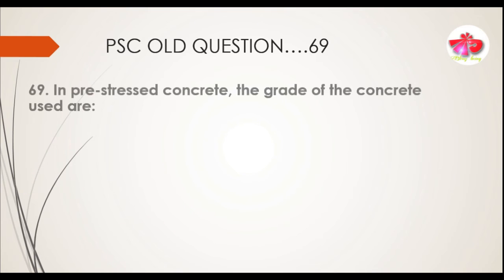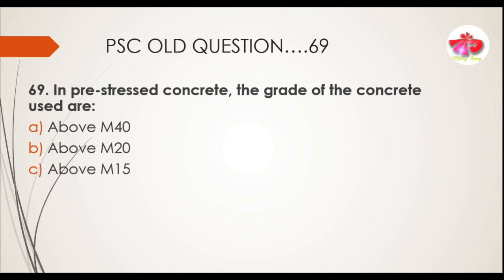Question number 69. In pre-stressed concrete, the grade of the concrete used is: option A, above M40, option B, above M20, option C, above M15, option D, above M10. So friends, in pre-stressed concrete, the grade of the concrete used is above M40. Option A will be the correct answer here.